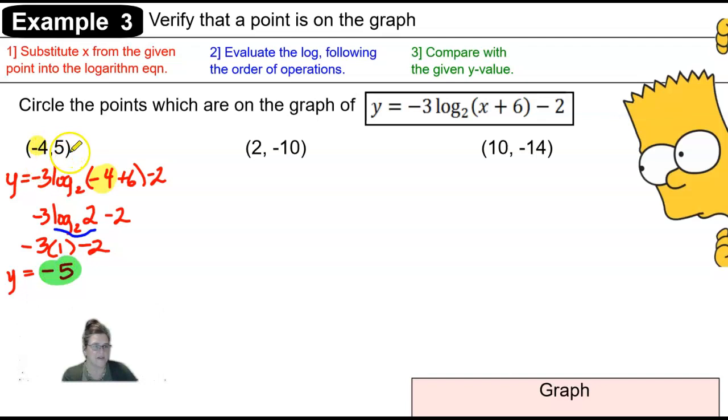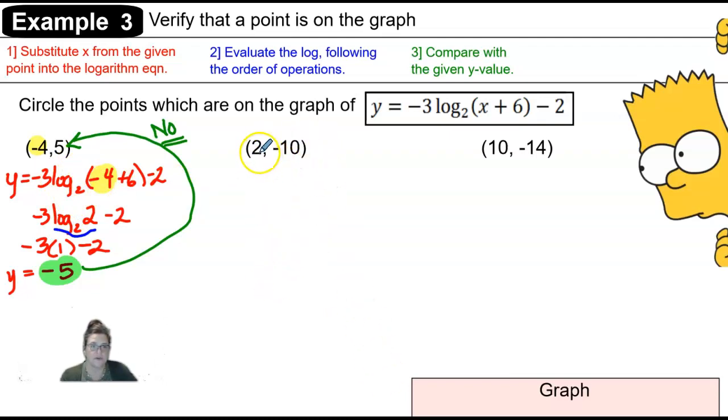Does that match what I need it to be? So is -5 equal to the y value in my ordered pair? And the answer there is no. Since I don't get back the y value of 5, that means -4, 5 is not a point on the graph. Okay, so let's try the next one.